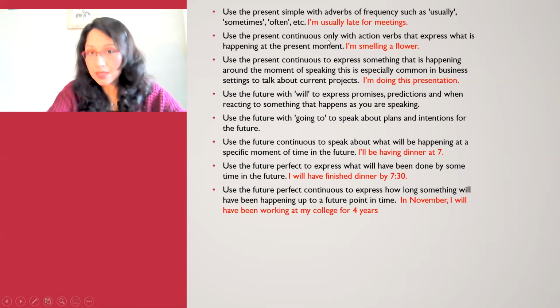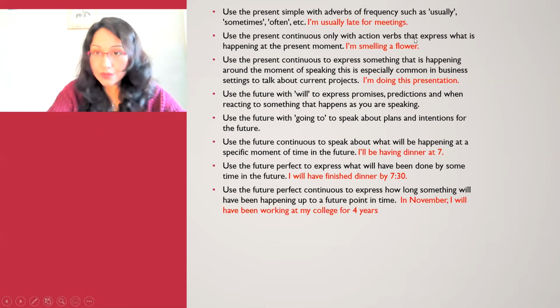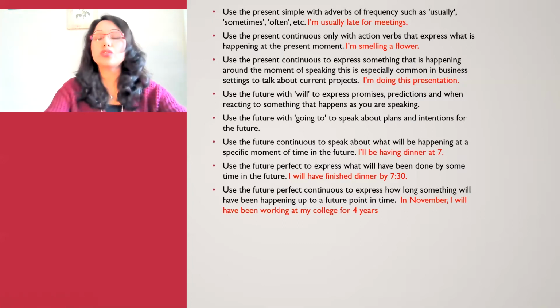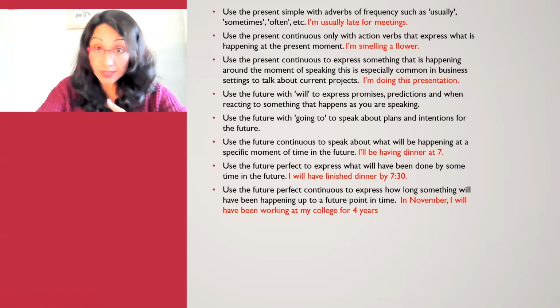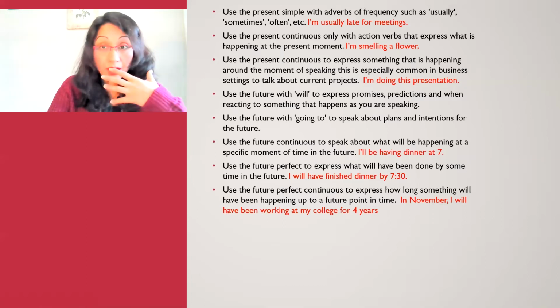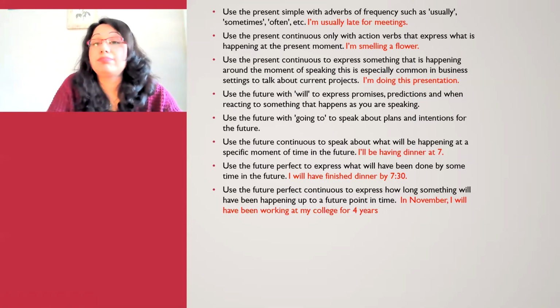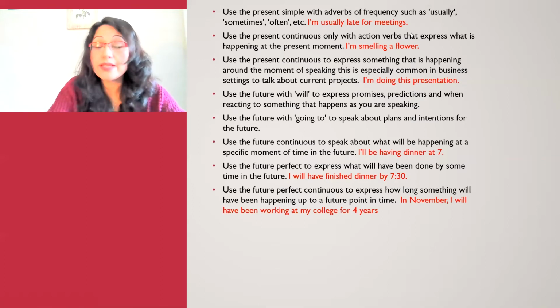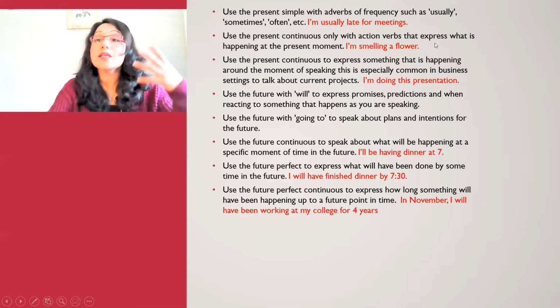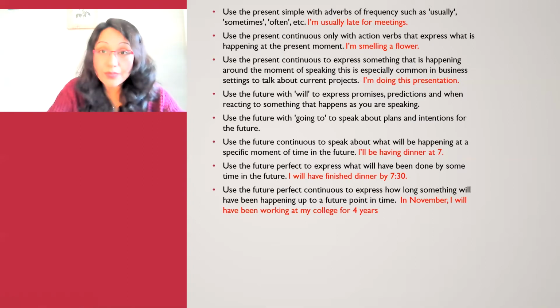Then use the present continuous only with action verbs that express what is happening at the present moment. I'm sure you know that when you're talking about continuous tenses, you don't use them with state verbs, all right? So use your present continuous only with action verbs that express what is happening at the present moment.